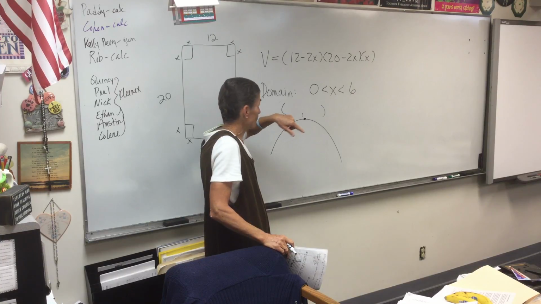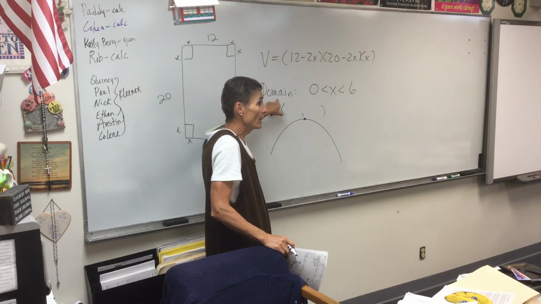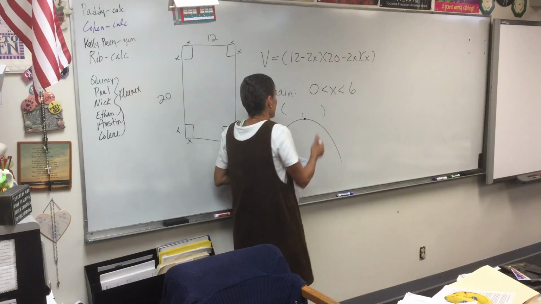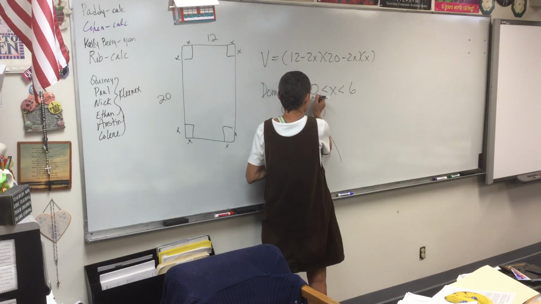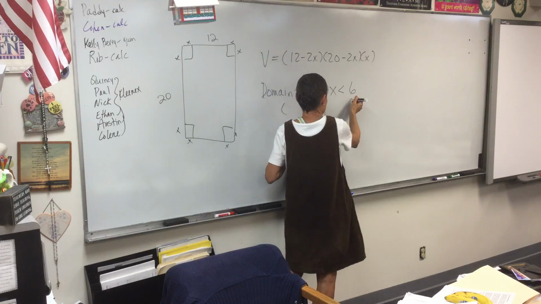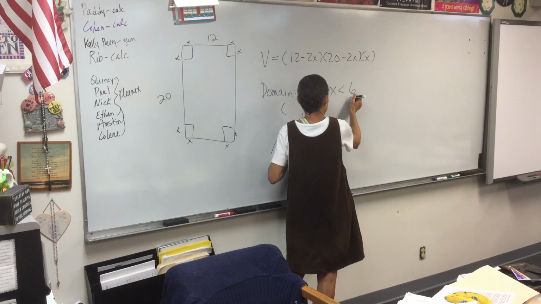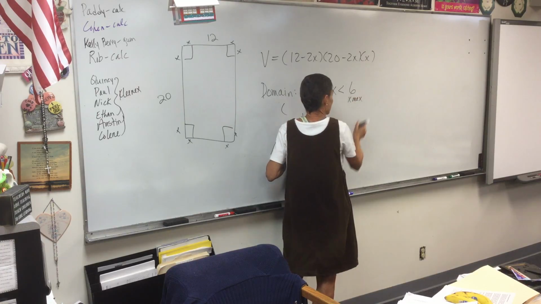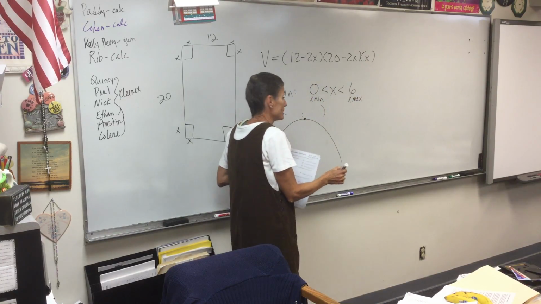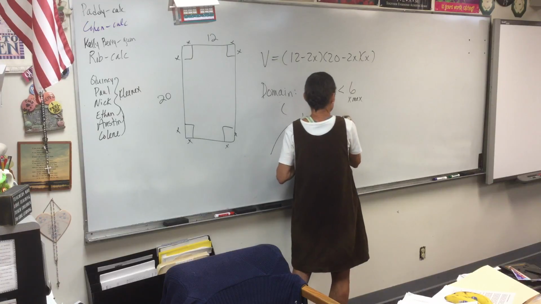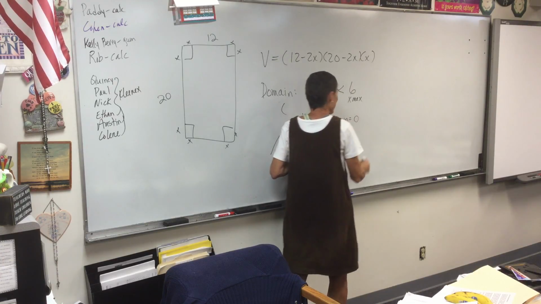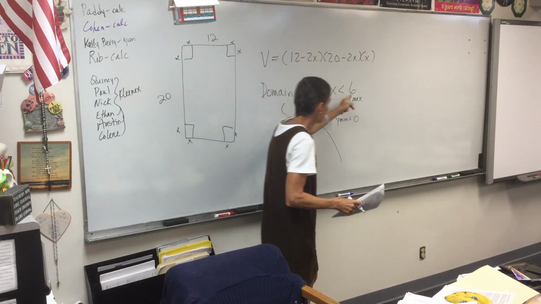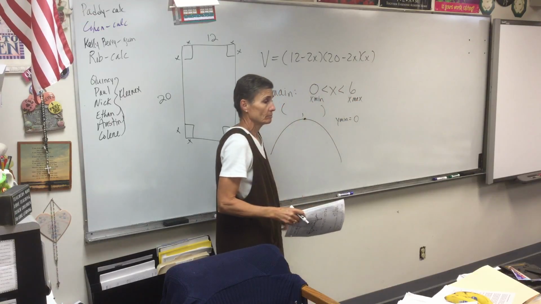Then what do I do? I go to my window. What's 0? X min. What's 6? X max. Now what's y min? Always 0. These things never change.